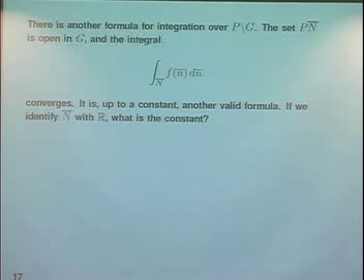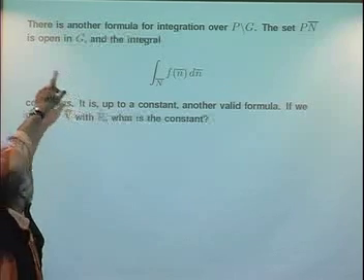Now, it's not going to play a role here in today's lecture. Not much is going to play a role in today's lecture. There's another way to integrate.